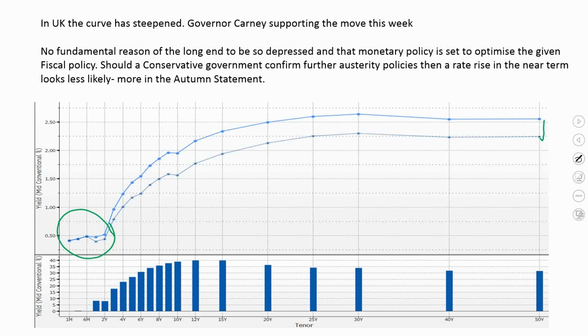And this week we had Governor Carney talking about various issues, but one of the key issues that we drew from his statement was that monetary policy would react to fiscal policy. And I think one of the big ramifications of the Conservative election victory last week is that you will see further austerity. So fiscal tightening could be a key issue that comes out of the autumn statement, and therefore monetary policy has to adapt. And therefore the market is starting to push out again the chances of a rate rise in the UK. And therefore at the short end the yield curve hasn't risen, but at the long end it has.